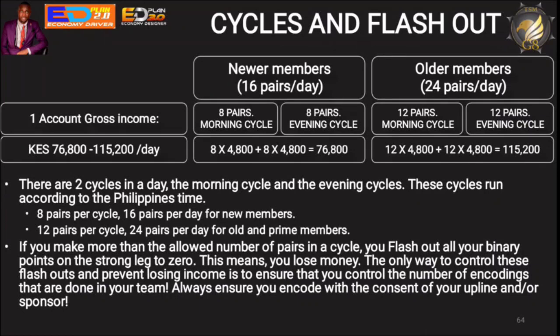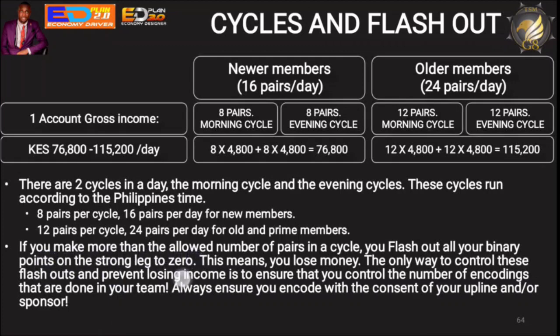So here it is 8 pairs per cycle, 16 pairs per day for new members. And then for the old members, we have 12 pairs per cycle, 24 pairs per day. That is how it is. If you make more than the allowed number of pairs in a cycle, you flash out all your binary points on the strong leg to 0.